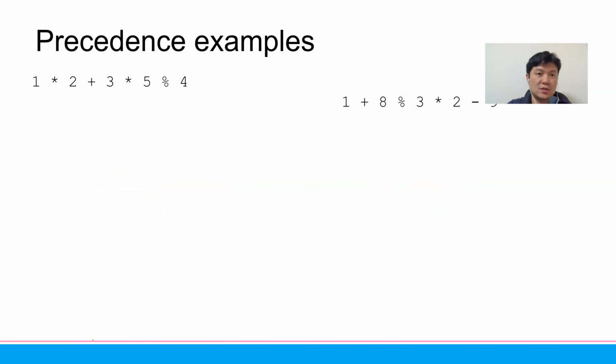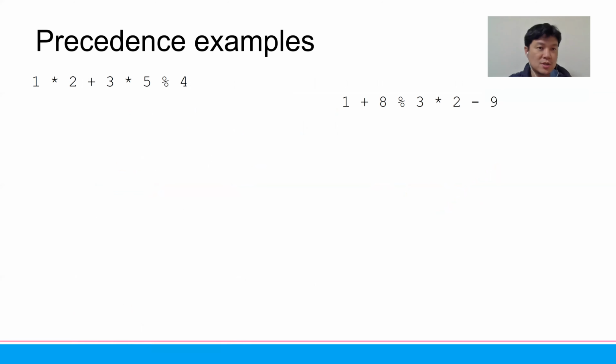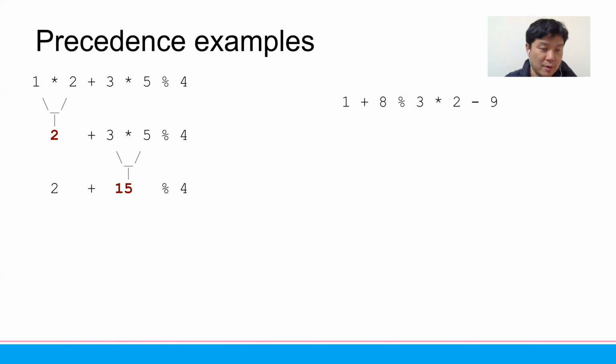Okay. So let's see, this is an example. The precedence example: 1 multiplied by 2 plus 3 multiplied by 5 modulo 4. What will be the result? So it will start from the multiplication. 1 multiplied by 2 is 2. And then 3 multiplied by 5 is 15. And then we will have 15 modulo 4, which is 3. And the final result will be 5 because we do the addition, 2 plus 3.